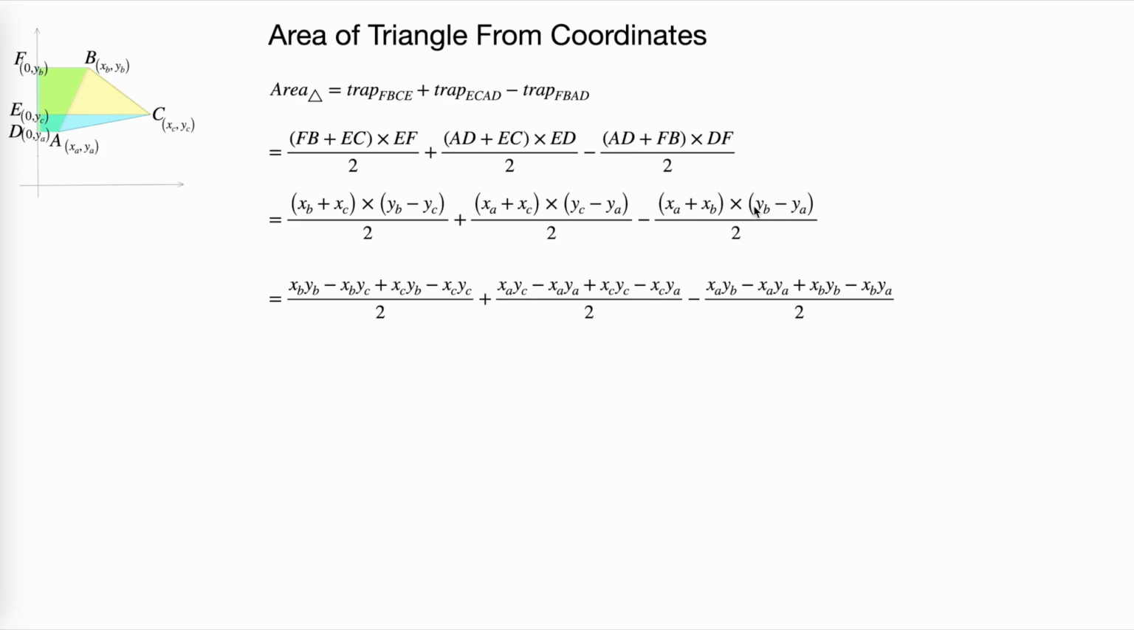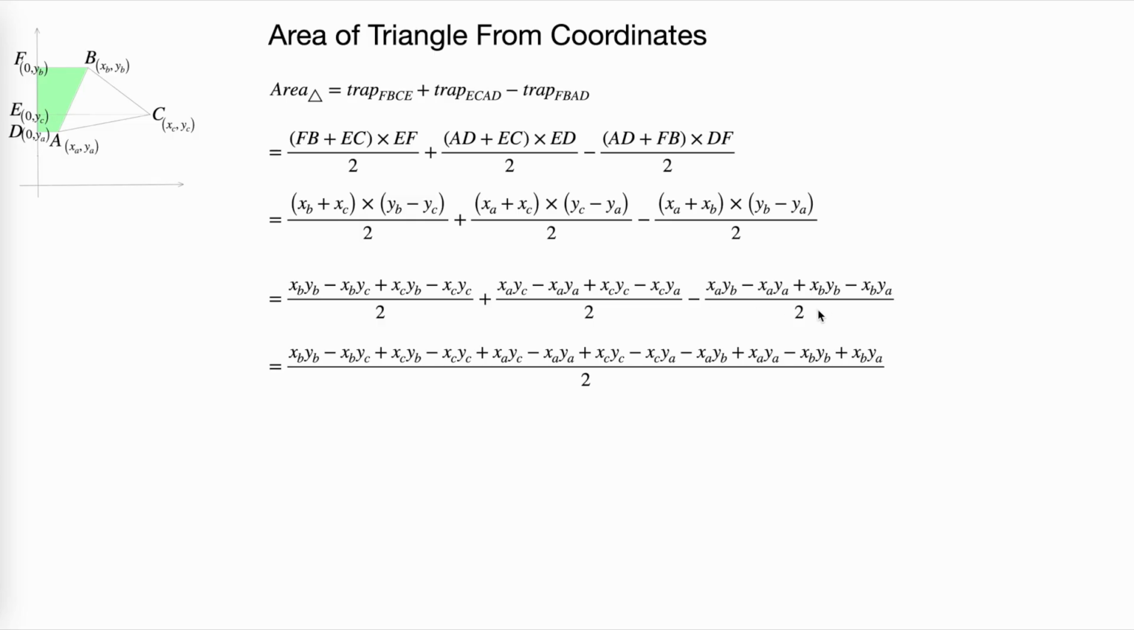Then this xa is going to multiply this yb, giving us xayb. Then this xa multiplies this negative ya, giving us negative xaya. Then the xb multiplies the yb, giving us xbyb. Then the xb multiplies the negative ya, giving us negative xbya. This negative is going to come in and change the sign of each of these. They're all over a common denominator of 2, so I'm adding the tops together and keeping the bottoms.